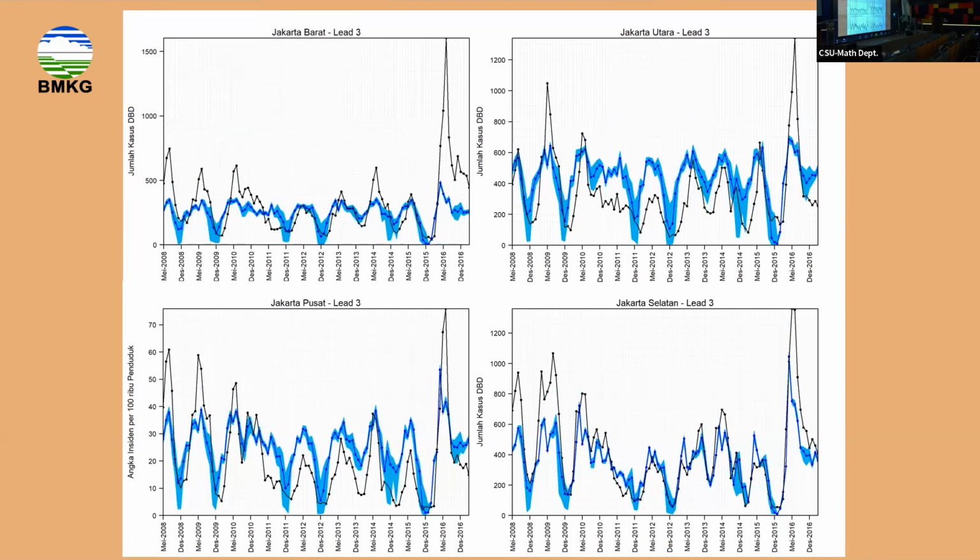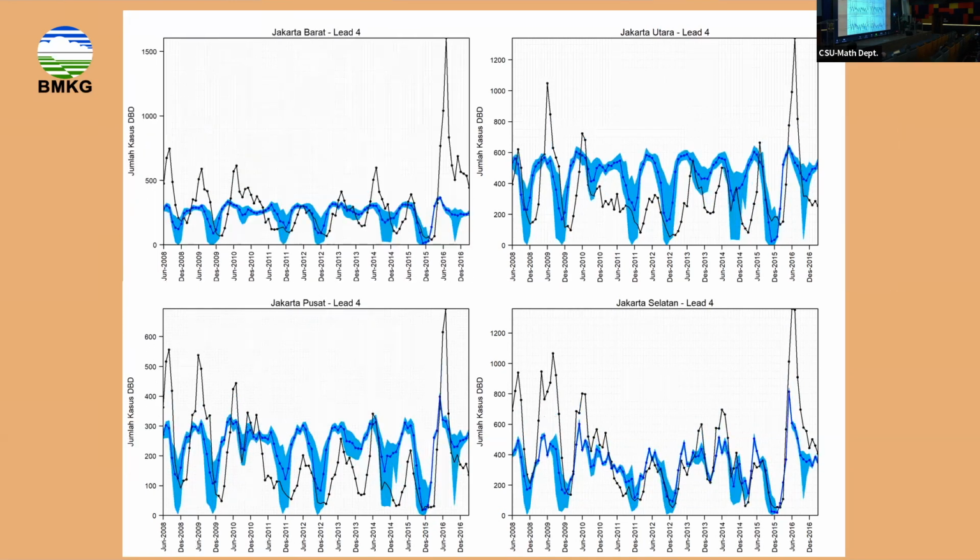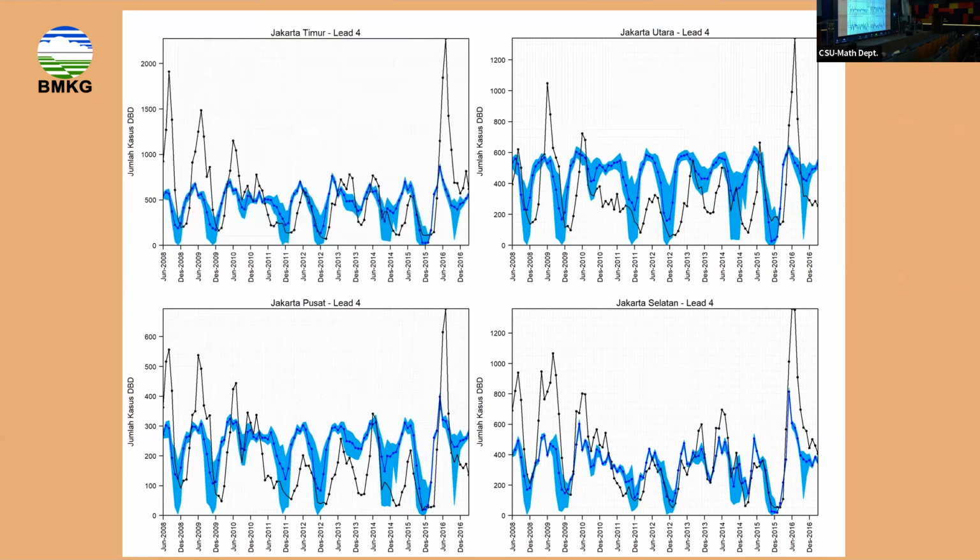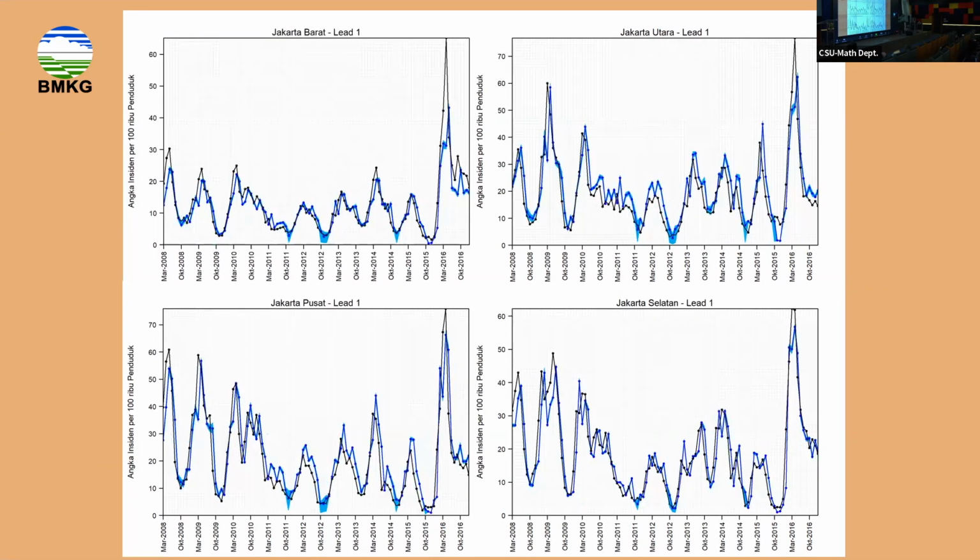How about lead 3? You can see worse predictions because we are already at lead 2. And this is lead 4, of course. That's normal. So lead 1 is the best.